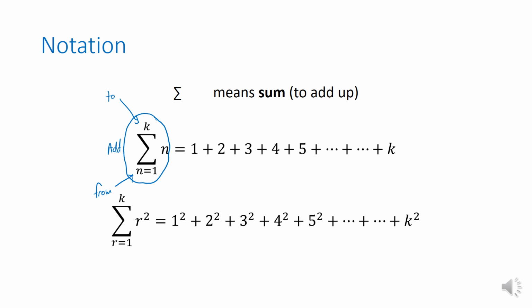Here's another one using the letter r here. So it's telling me to add r squares. Okay, add all the r squares starting with r is 1 up until the value of k. So you start with 1 squared plus 2 squared plus 3 squared plus 4 squared, and you always go up in ones.